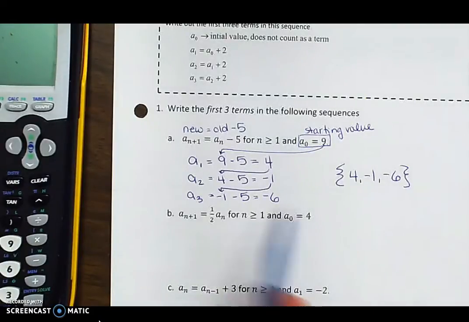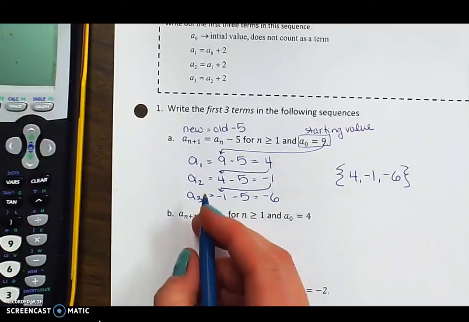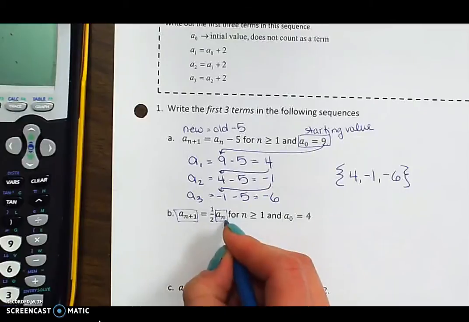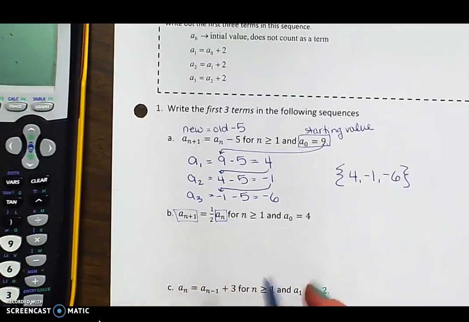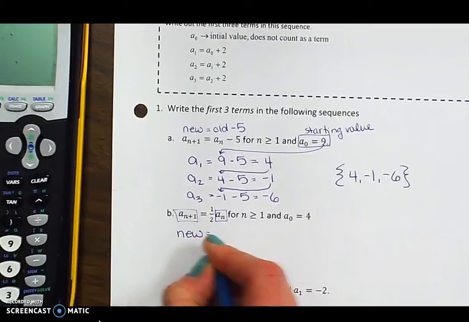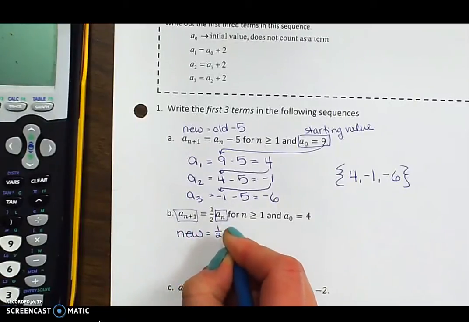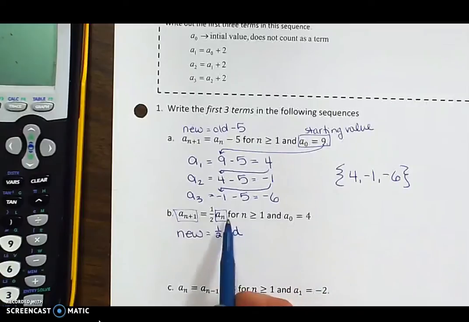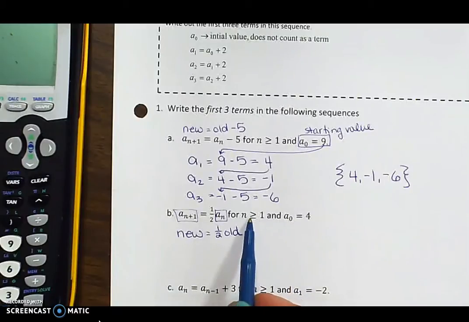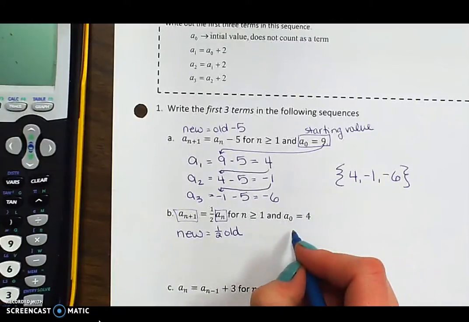All right, so let's take a look at our next one. If we take a look again, we have a sub n plus 1 and a sub n, so we have two functions. So we have to write it down. Your new function equals 1/2 of the old function. Again, n has to be greater than or equal to 1, and a sub 0 equals 4. So 0 is not greater than 1, so this is just our starting value.